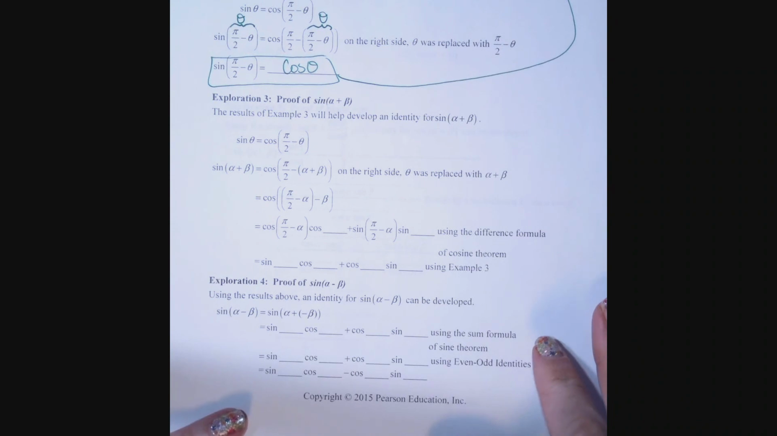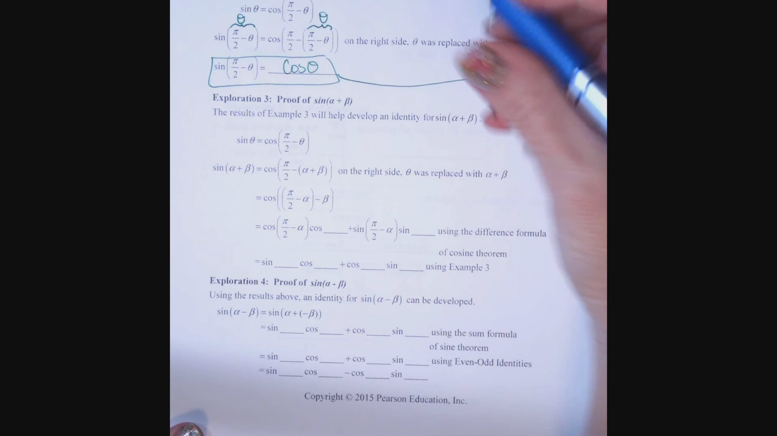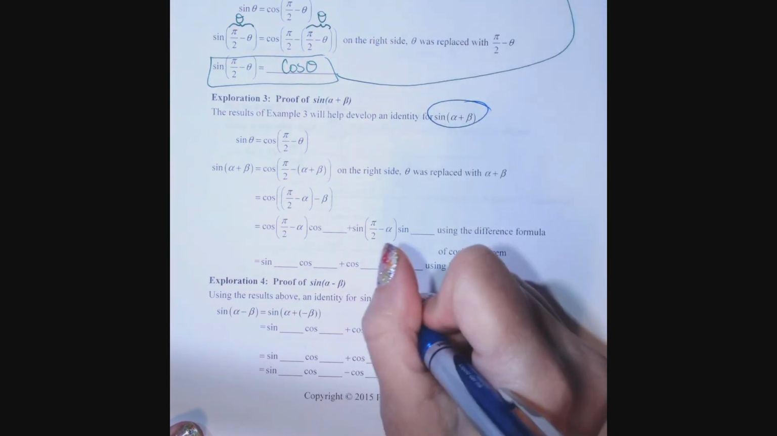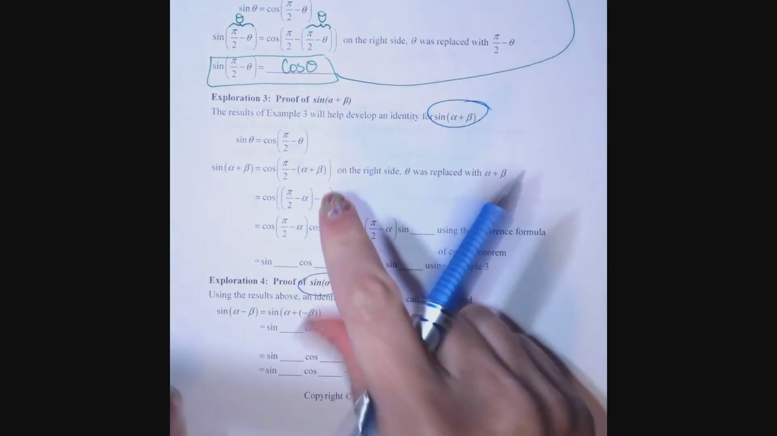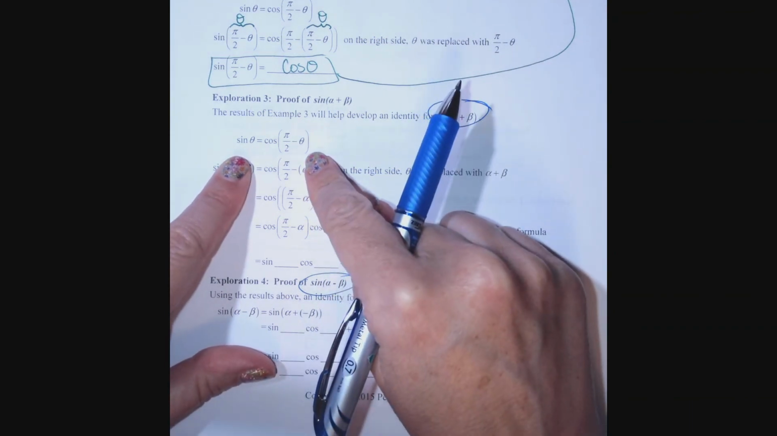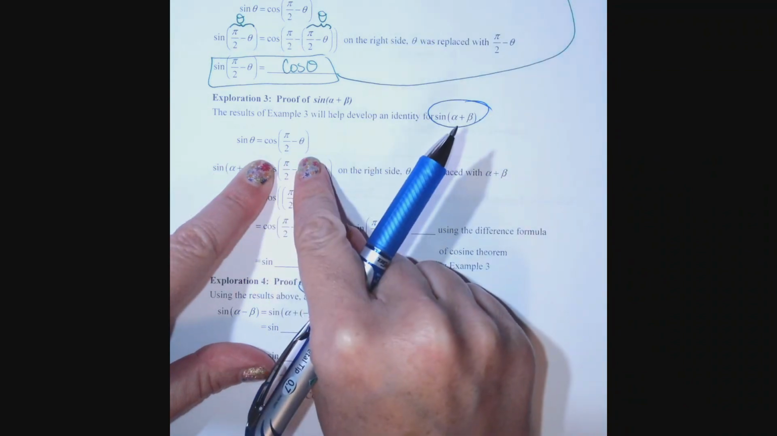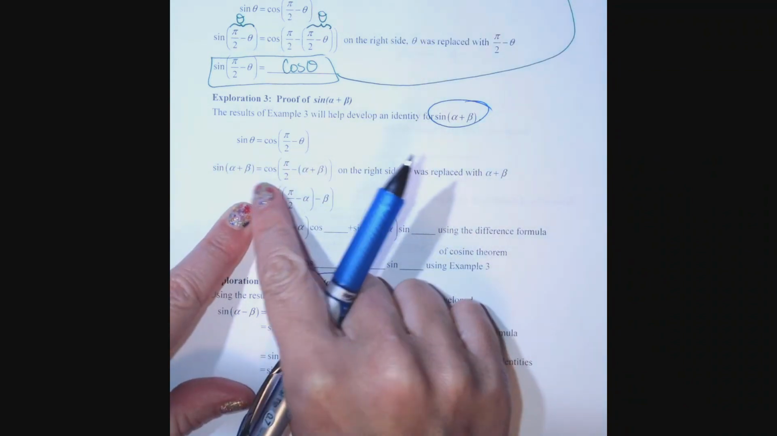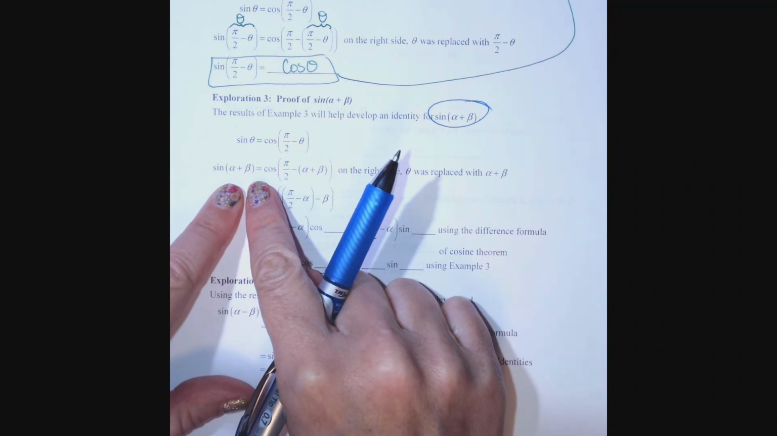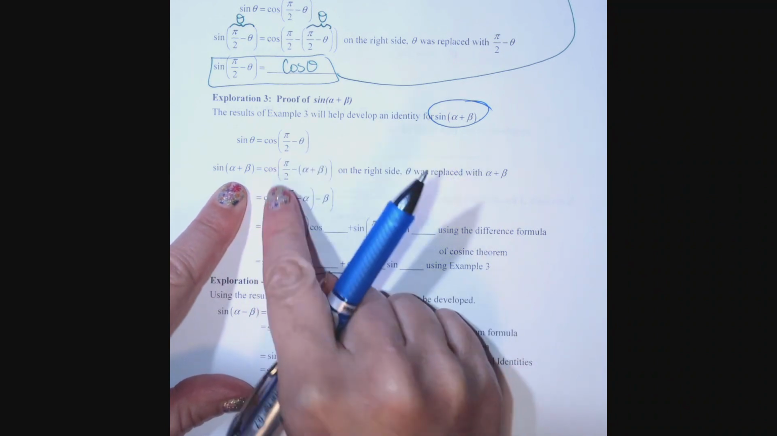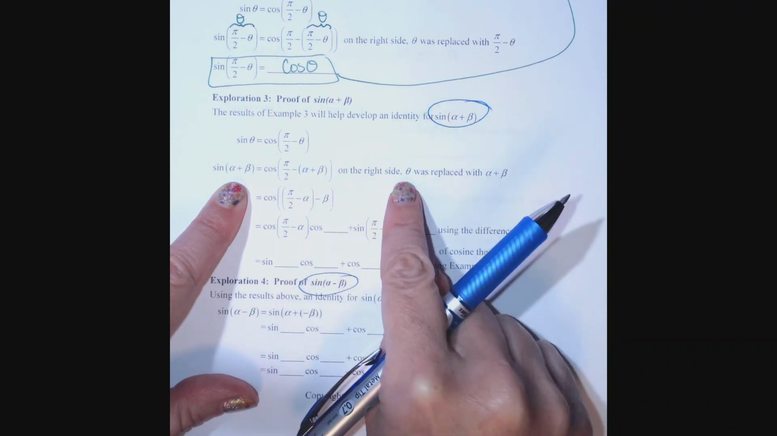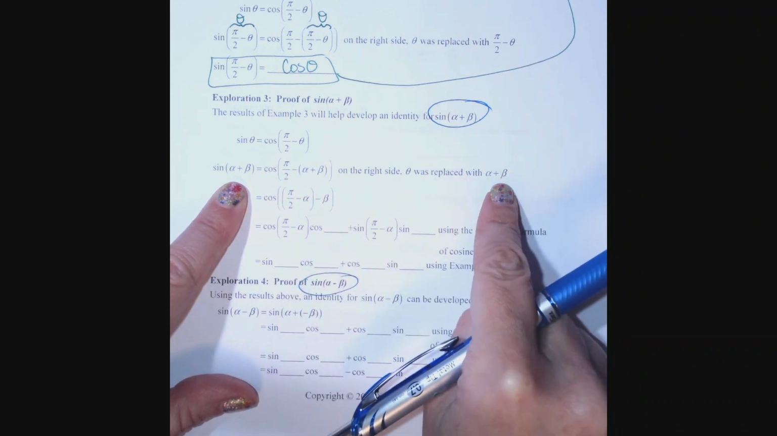Okay, let's do the proof of sine alpha plus beta. So this is a sine sum, and then we're going to do the sine difference identity. Using what we've found so far, we're going to find sine sum, and then we're going to come down here and do sine difference. So we showed in our example 3 at the top of the page that sine theta is equal to cosine of pi half minus theta. So if we do alpha plus beta in place of theta, we have this. So theta was replaced with alpha plus beta.